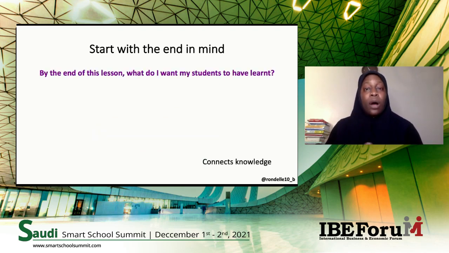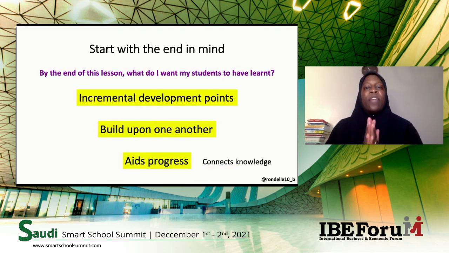When you can ask this, you can also think about the incremental development points. So as I say, your learning outcomes need to specifically show what the students are doing that demonstrates they've hit those particular milestones. They need to build upon each other. So you should start off with the easiest learning outcome, and it gets progressively more difficult. So it encompasses challenge for all of your students, and it aids progress.